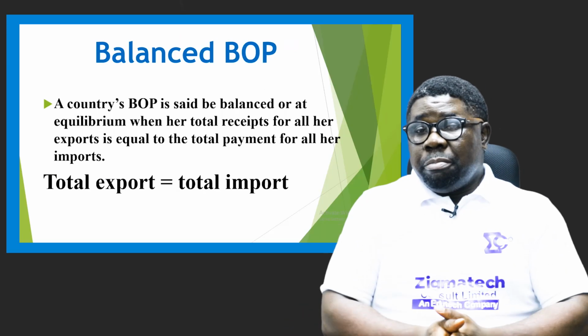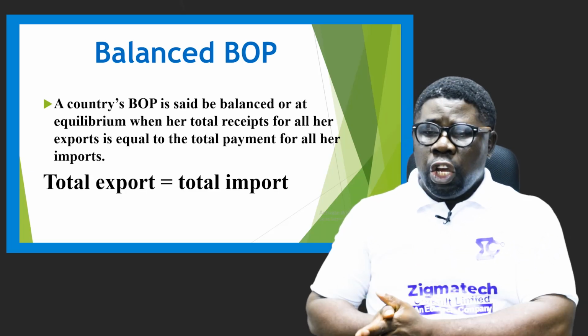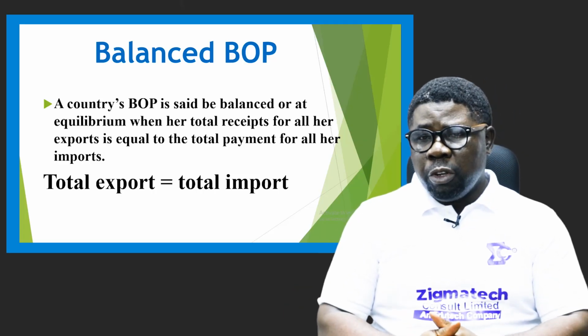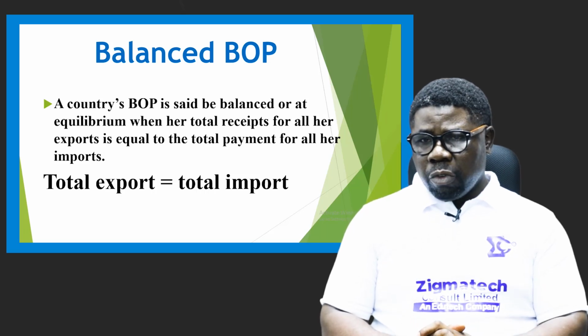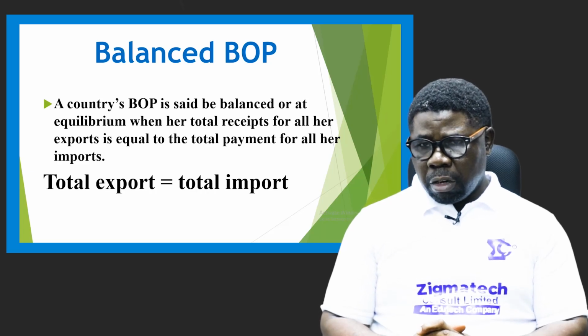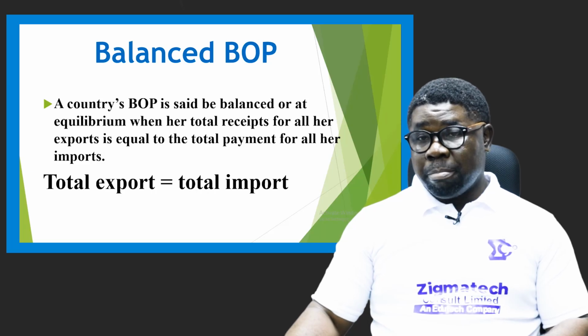Payment. When it is balanced, you have what? A balanced BOP. That is, total export is what? Equal to total import. In this case, you are even, all right? So a country's BOP is said to be balanced or at equilibrium when her export receipts are equal to her import payment, all right? Yes, that's what we mean by a balance of payment that is balanced, okay?